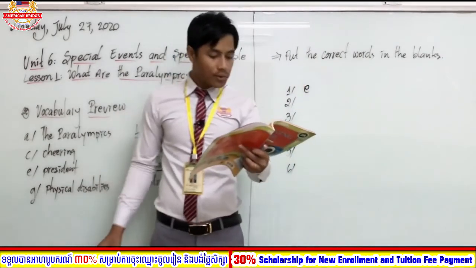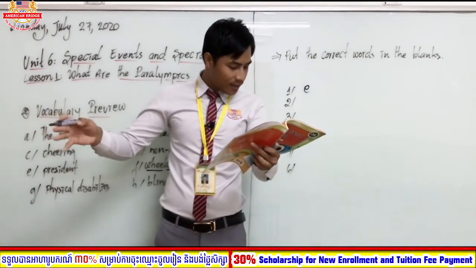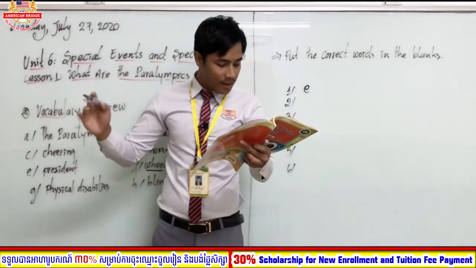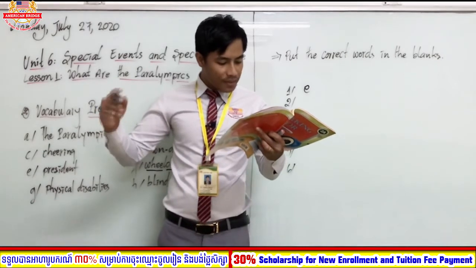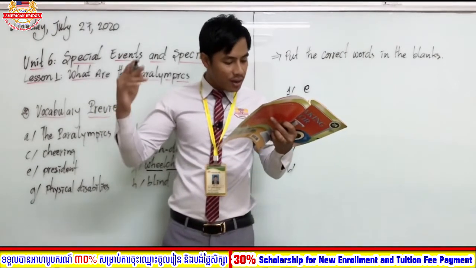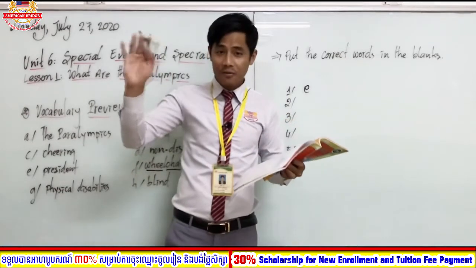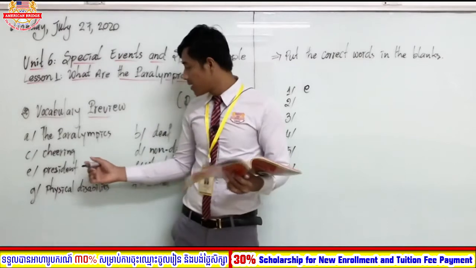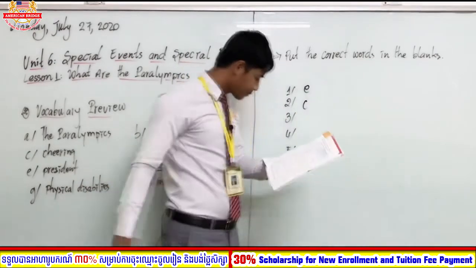Okay, number 2. Who are you cheering for? So in the game, that athlete who is about to throw the javelin. I hope he throws a world record. Okay, so he cheers for someone, or who supports someone. So with letter C.